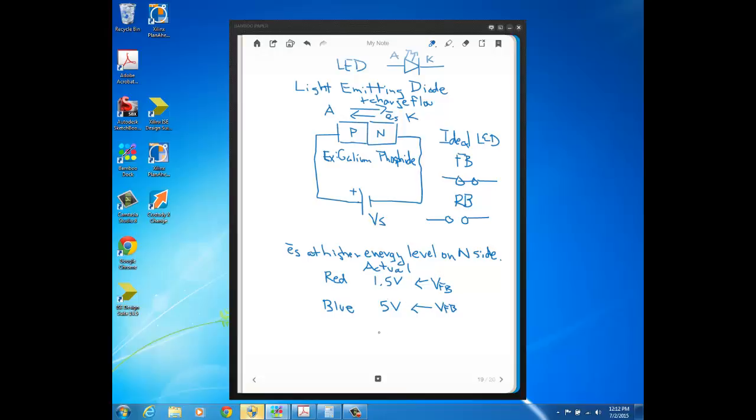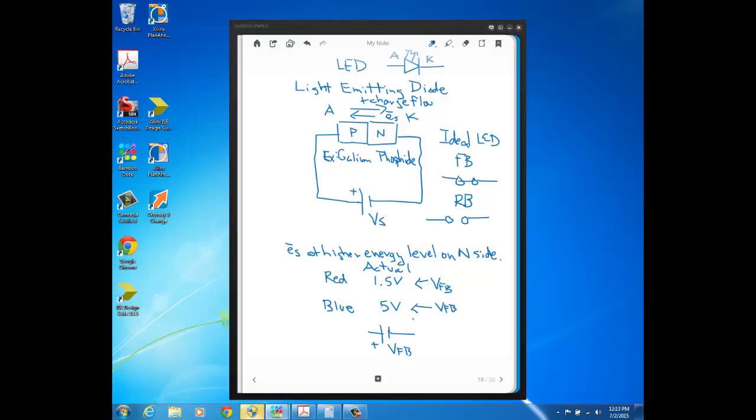So in our analysis, when we consider an LED to be actual, we represent it as a voltage source of value VFB. The only difference from analyzing a circuit with just a regular diode is that instead of using 0.6 if it's silicon or 0.3 if it's germanium, you would use these values. So if it's a red LED, we would use 1.5 volts for our voltage source, and if it's a blue LED, we'd use 5 volts.